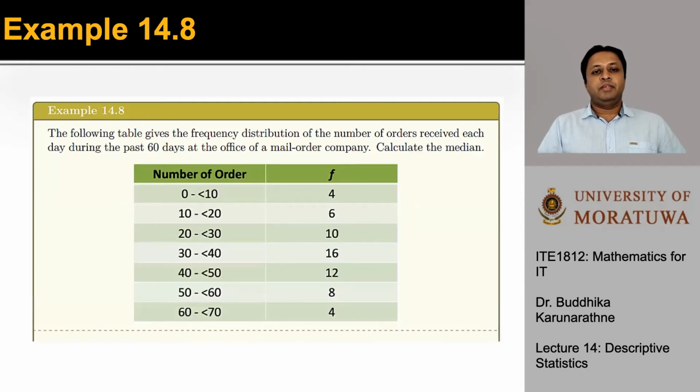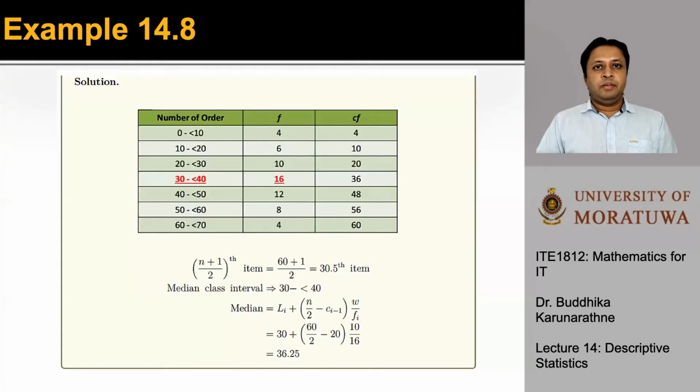The following table gives the frequency distribution of the number of orders received each day during the past 60 days at the office of a mail order company. You have to calculate the median. The number of orders are given in classes: 0 up to 10, frequency is 4, 10 up to 20, frequency is 6, and so on. In the first column, you have all the classes, 0 to 10, 10 to 20, and so on. In the second column, you have the frequencies, and in the third column, the cumulative frequencies. 4 plus 6 is 10, 10 plus 10 is 20, and so on.